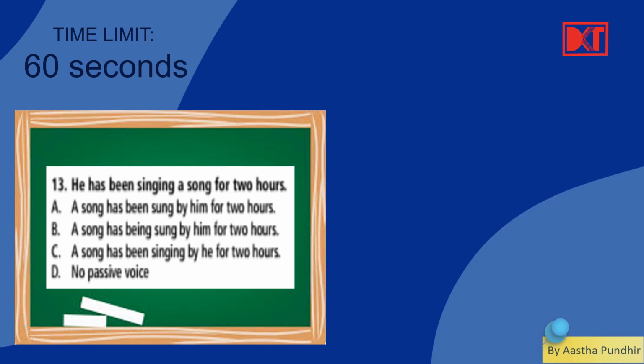Okay, now here we have, he has been singing a song for 2 hours. Okay, so here you see this is what? This is present perfect continuous, and as I told you, for present perfect continuous, we usually have no passive voice. So the correct answer is D.